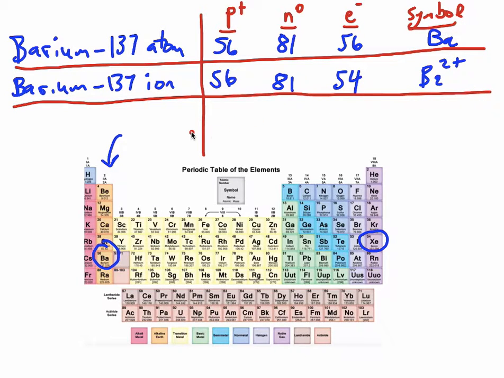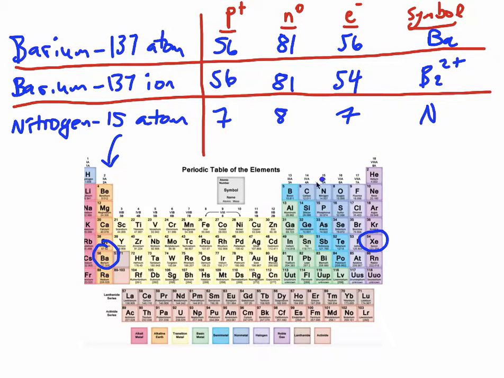Let's do one more just for the heck of it. Let's do the nitrogen. And nitrogen, let's do the 15 atom. So nitrogen has an atomic number of 7. When it's an atom, the electrons is also 7. And 15 minus 7 is 8. So nitrogen in its neutral form is just N.